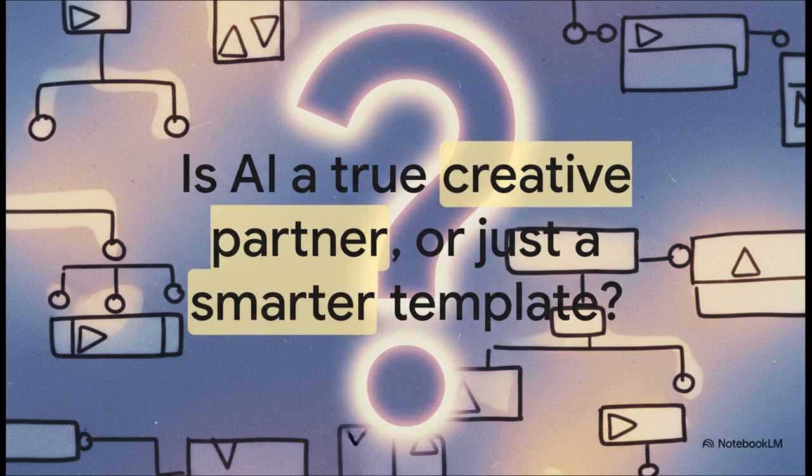And this really leaves us with a much bigger question, doesn't it? As tools like Napkin AI become more and more common, are we actually moving toward a future where AI is a true creative partner? Or are we just building smarter and smarter templates? The answer to that is probably going to shape how all of us communicate for years to come.